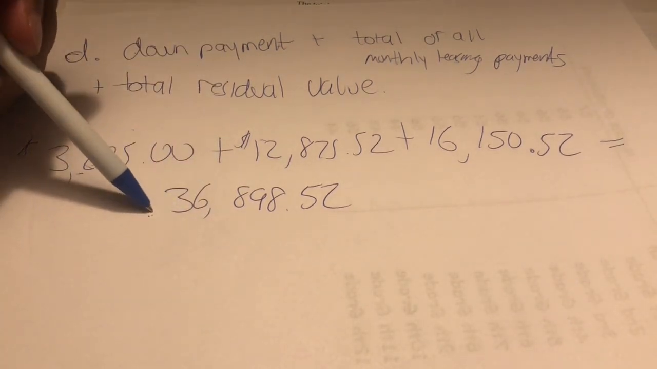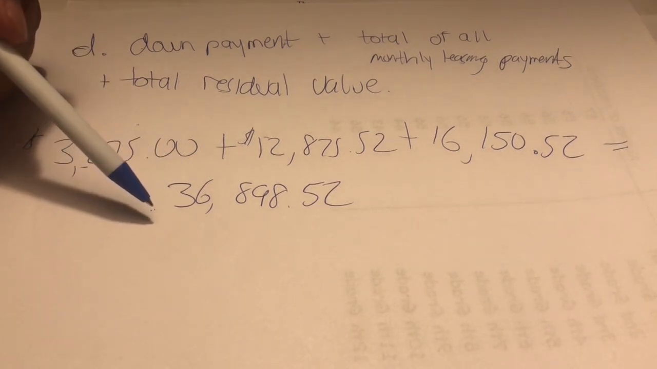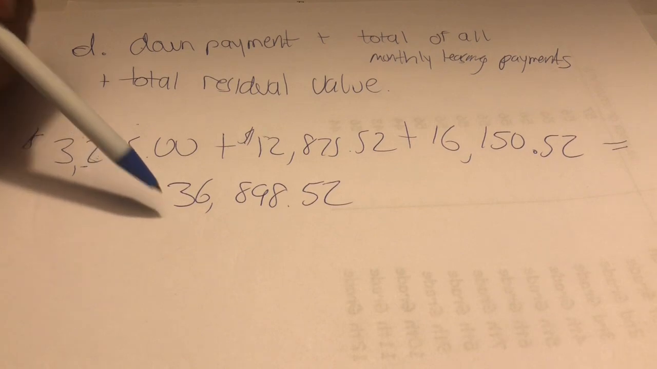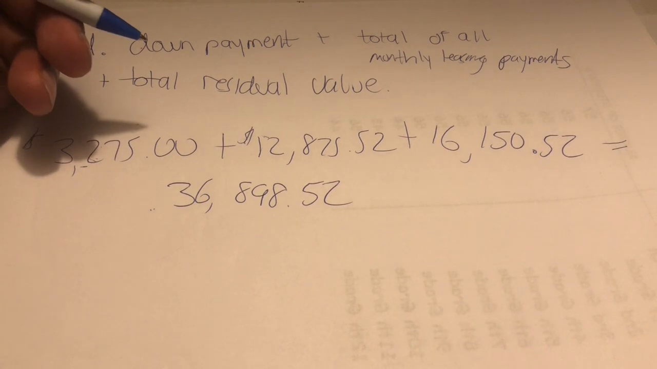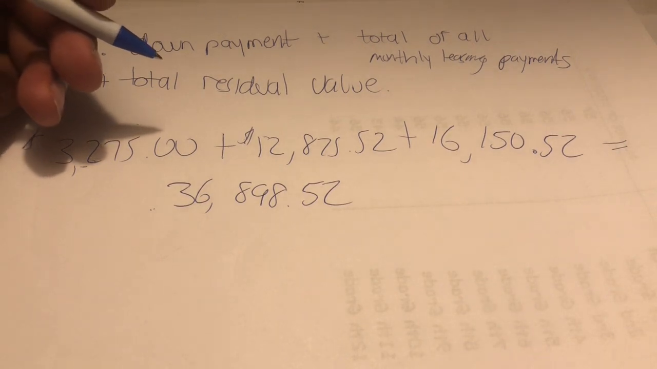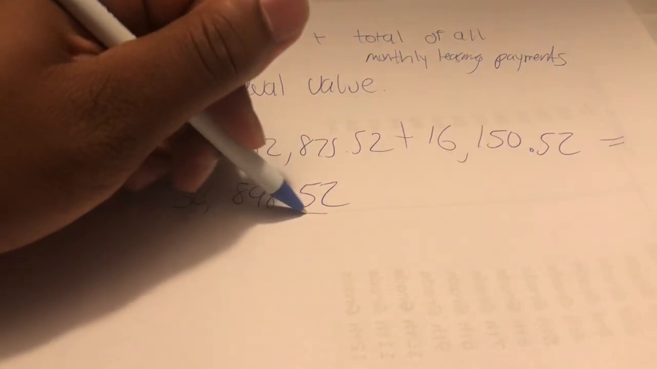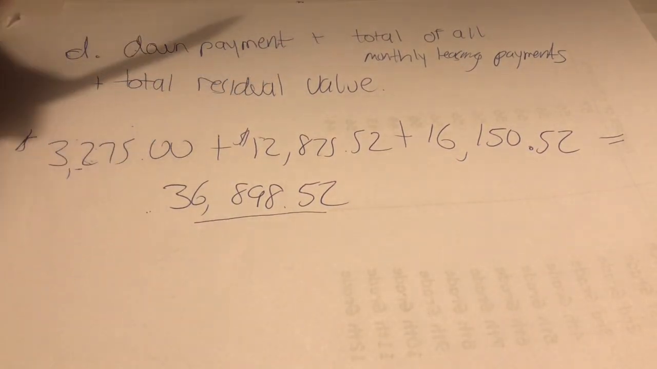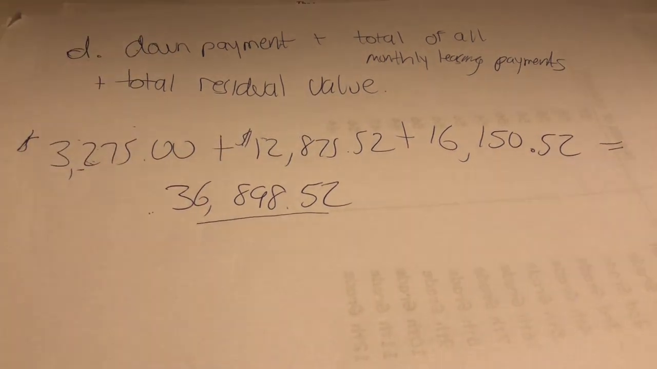The reason is that when you're leasing or loaning, you're paying extra payments, total interest, taxes, whatever it may be. You're paying a little bit more. So the answer to D, looking for the total cost of the vehicle purchased outright at the end of the lease, would be this much. Again, down payment, total of all monthly leasing payments, and residual value. You have all of this in your notes to help you as well.